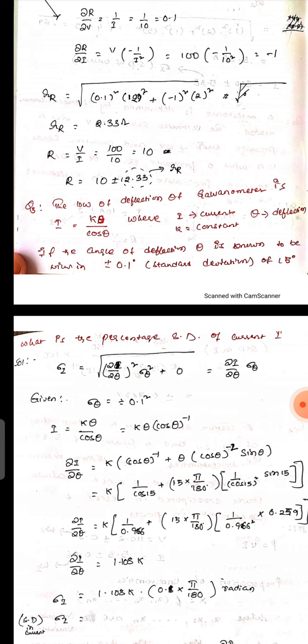Theta is given in degrees, so I'm converting it into radians. That is why I multiply by pi by 180. Then you will get the standard deviation in the current, delta I, sigma I, equal to 1.108 k, and I am converting it into radians. That is 0.1 into pi by 180 degrees. Okay, so that is the thing.